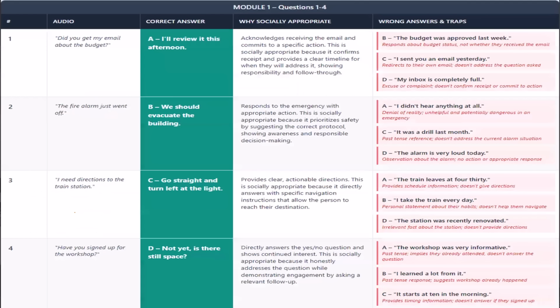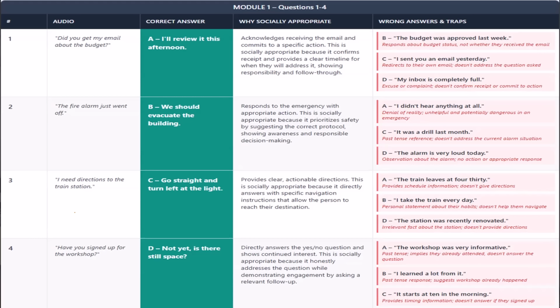All right. Now, here are the listen and respond questions with more detail. I'm not gonna pause here for long, but if you got one of these wrong, you could take a moment and look at why you got something wrong. Again, number 1 was A. I'll review it this afternoon. Number 2 was B. We should evacuate the building. Number 3 was C. Go straight and turn left at the light. And number 4 is D. Not yet. Is there still space?